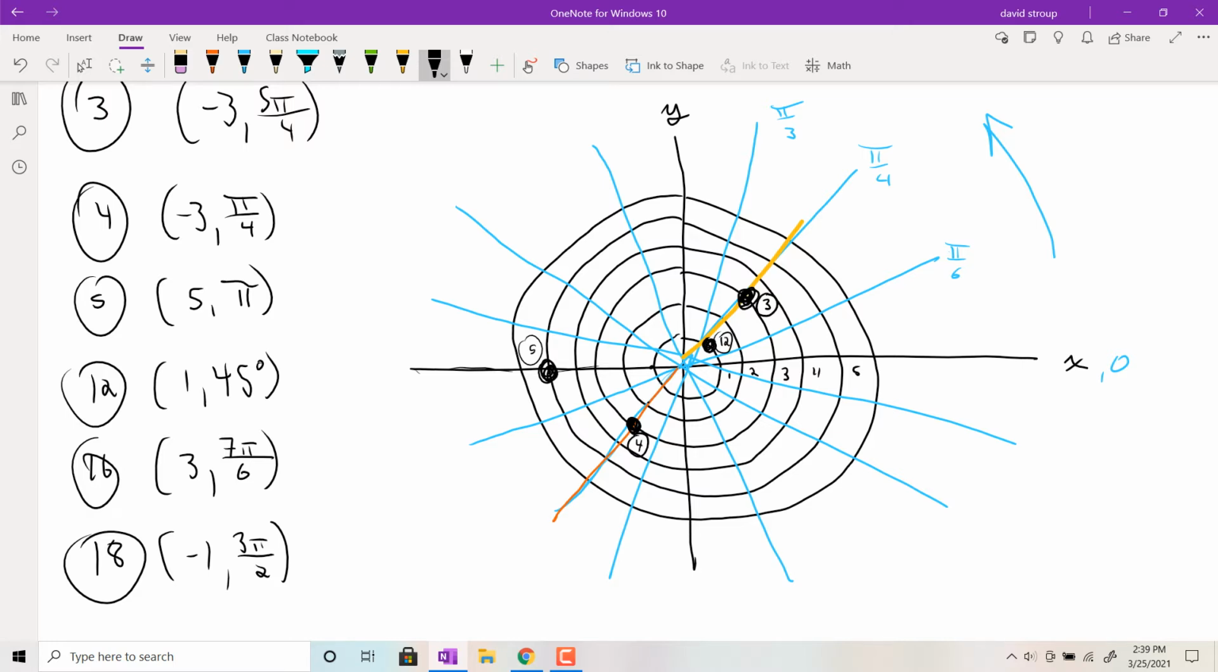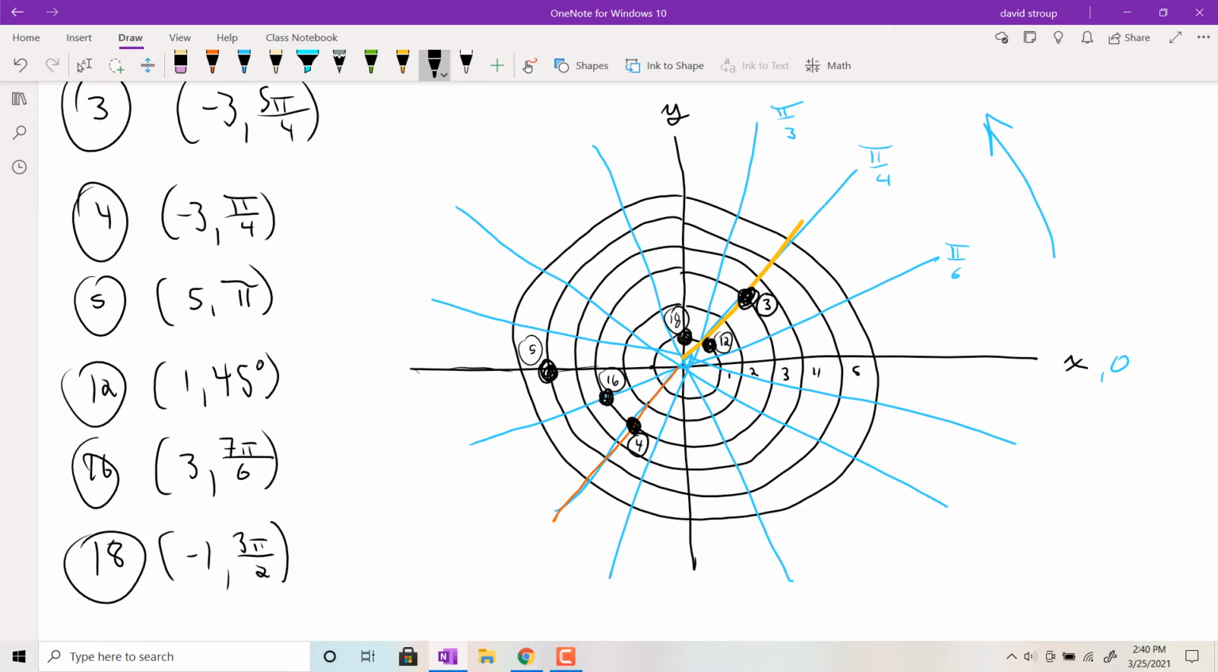3, 7 pi over 6. So rotate 7 pi over 6. 1, 2, 3, 4, 5, 6 pi over 6, 7 pi over 6. Right? And then you go out 3. So 1, 2, 3. That's problem 16. -1, 3 pi over 2. So 1 pi over 2, 2 pi over 2, 3 pi over 2 is this arm here. And then you go back -1, so it's right here. This is problem 18.